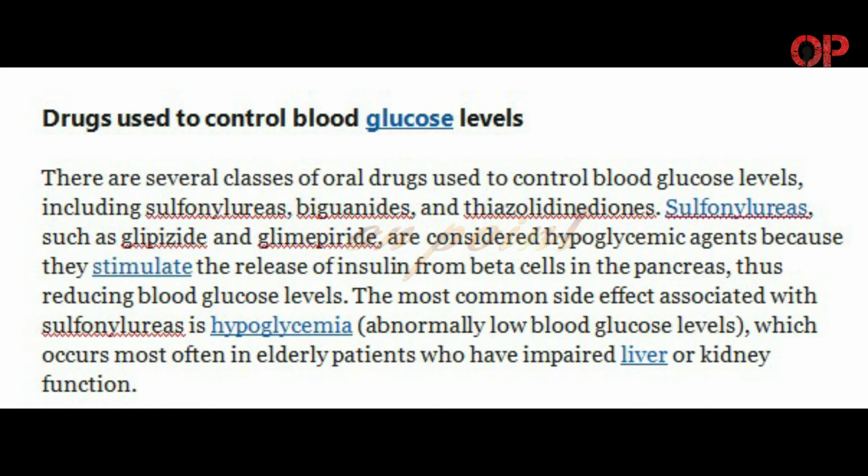There are several classes of oral drugs used to control blood glucose levels, including sulfonylureas, biguanides, and thiazolidinediones. Sulfonylureas, such as glipizide and glimepiride, are considered hypoglycemic agents, because they stimulate the release of insulin from beta cells in the pancreas, thus reducing blood glucose levels. The most common side effect associated with sulfonylureas is hypoglycemia, abnormally low blood glucose levels, which occurs most often in elderly patients who have impaired liver or kidney function.